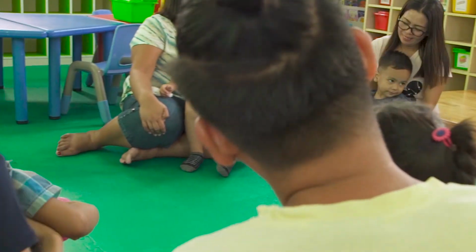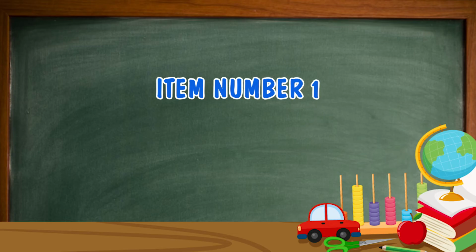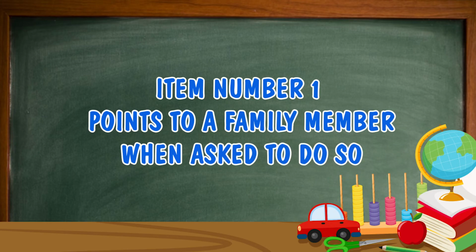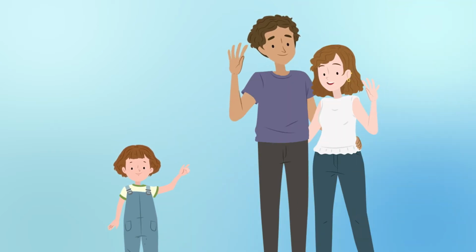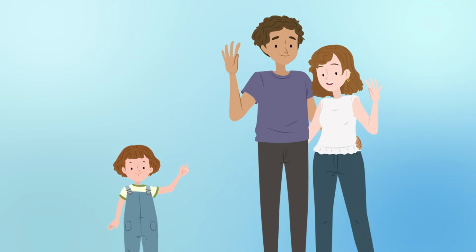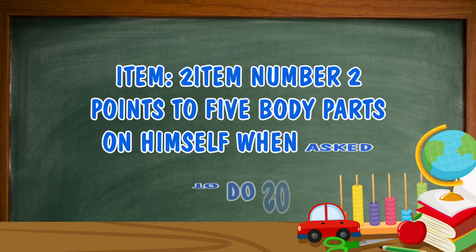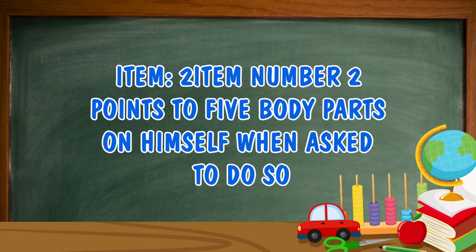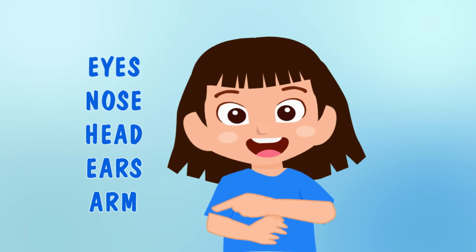If the songs played contain family members or body parts, the teacher may assess the following items under the receptive language domain. Item 1 points to a family member when asked to do so. Naituturo ang kapamilya o tagapag-alaga kapag ipinatuturo. Item 2 points to 5 body parts on her or himself when asked to do so. Naituturo ang 5 bahagi ng kanyang katawan.